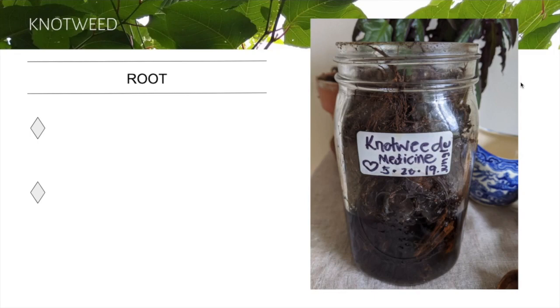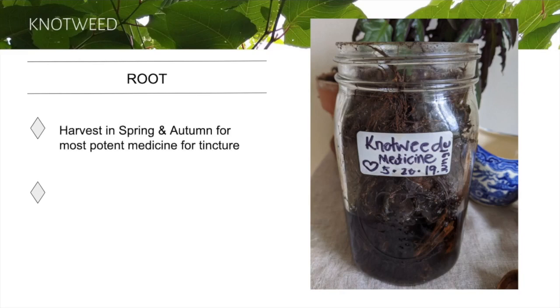Root medicine. So here's a picture of a knotweed tincture that I made, and you can see it was in 2019. I left the roots in this tincture. I do that occasionally, and just pour off what I need when I need it. You want to harvest the roots in the spring and autumn for the most potent medicine for tincture. You can harvest them all throughout the spring, summer, and fall, possibly into the winter depending on where you're living.